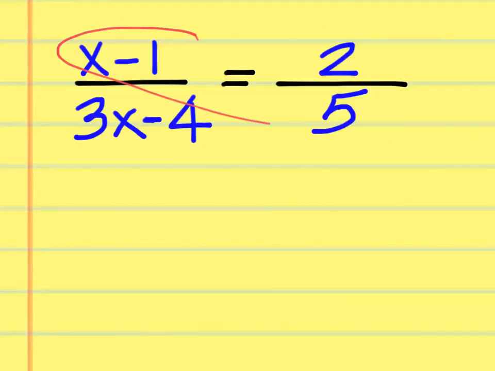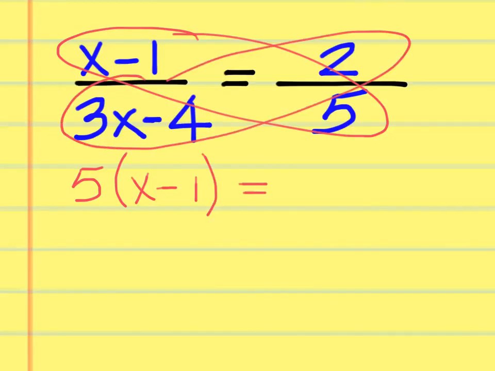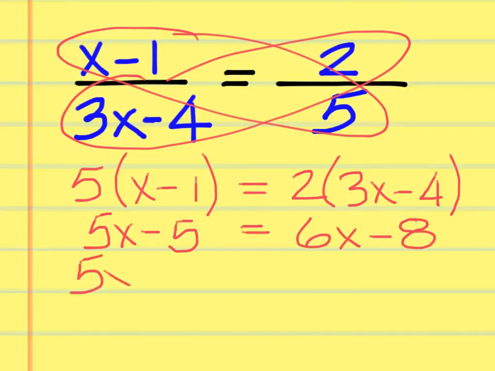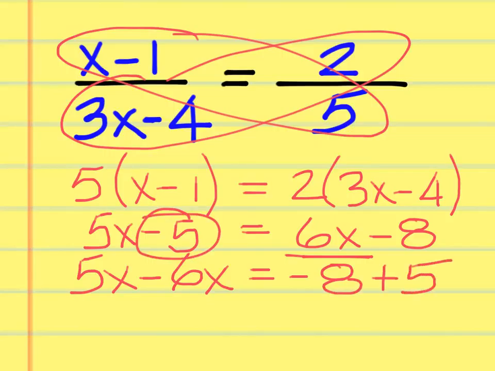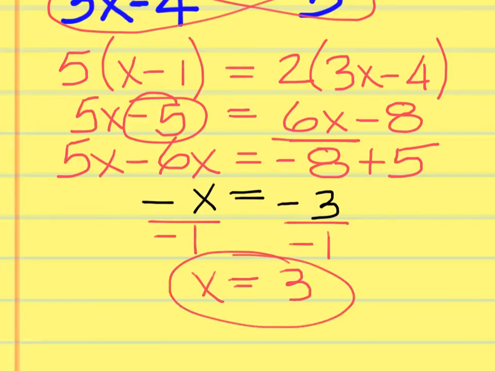Cross multiply here to get 5 times the quantity x minus 1, and cross multiply here to get 2 times the quantity 3x minus 4. Distribute to get 5x minus 5, and then 6x minus 8. Keep this 5x on the left, move the 6x to the left, change the operation, keep that minus 8 on the right, and move the minus 5 over, change the operation. 5x minus 6x is negative x, and negative 8 plus 5 is a negative 3. Divide both sides by the negative 1 from the left to get an answer of 3.